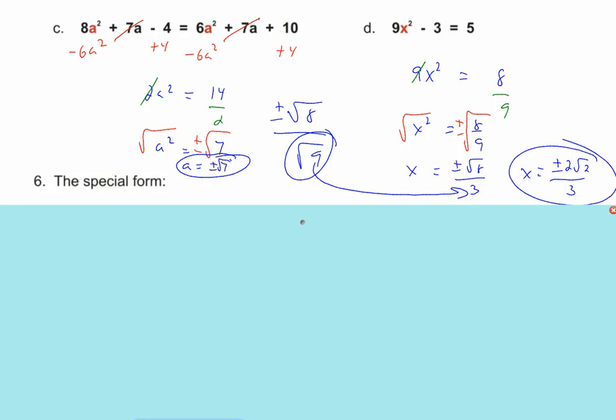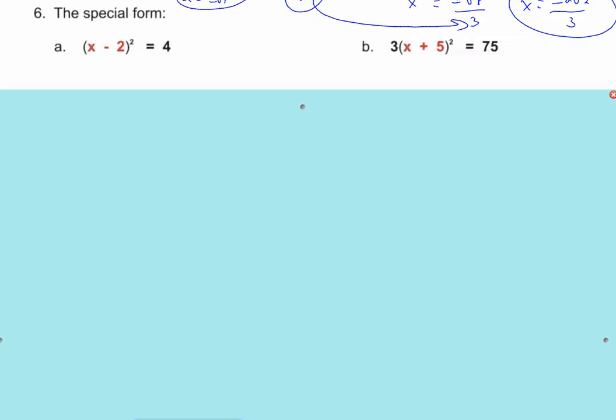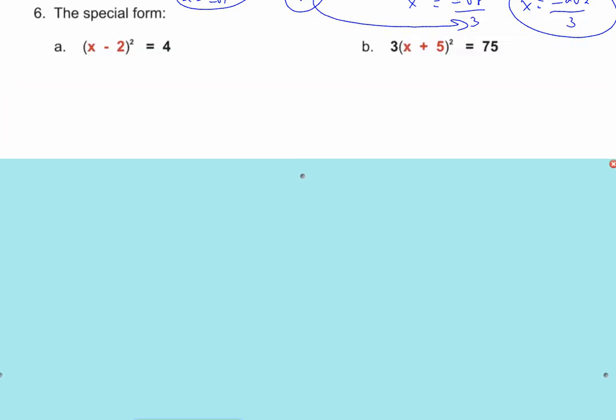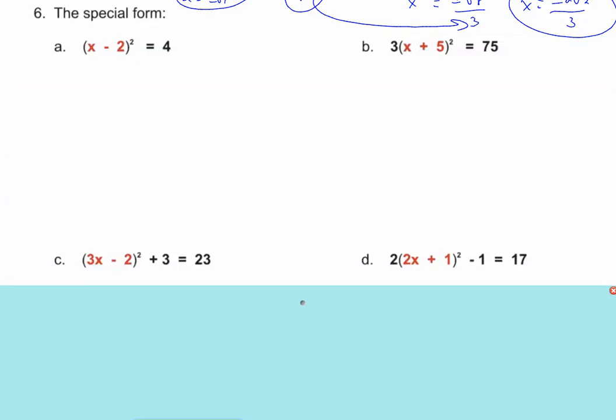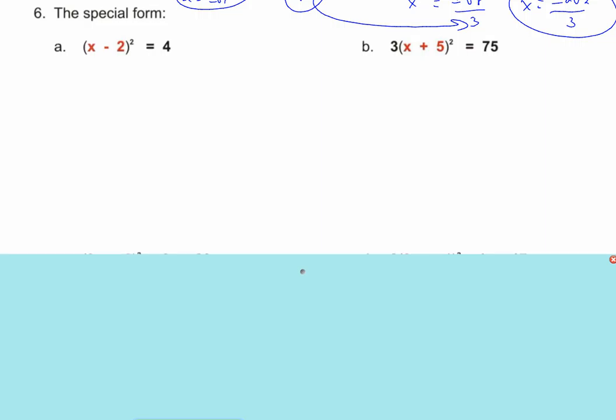So that's the basic solving, normal kind. Let's deal with the special form. If anything will get you in these, it is the special form, so try to take note of these and pay attention. I don't really think they're extremely hard.